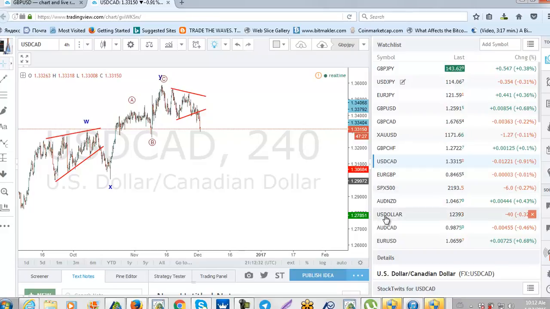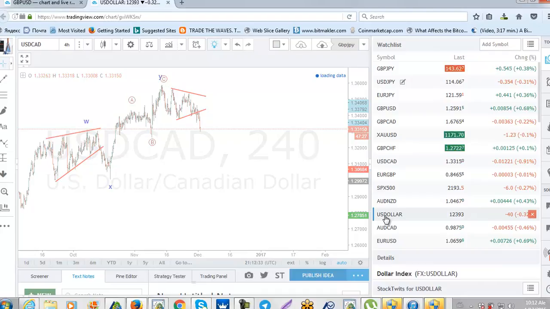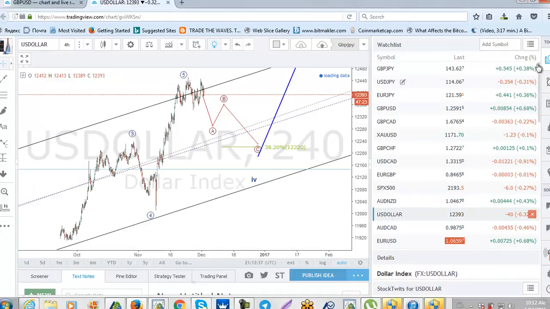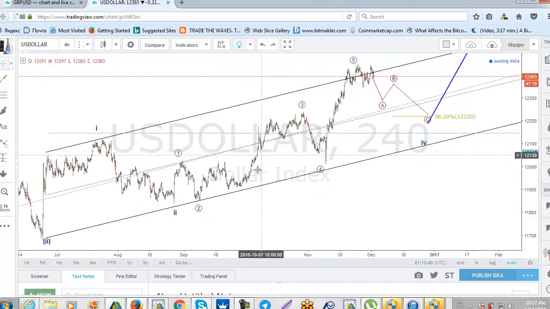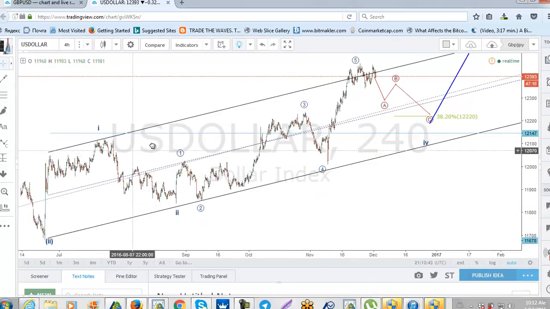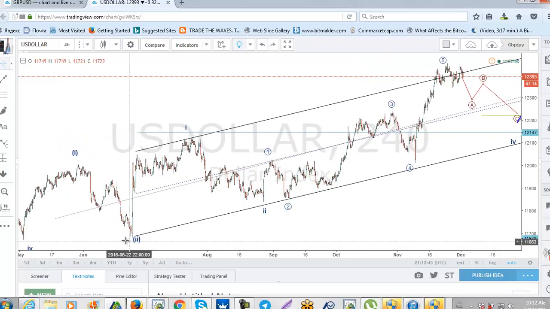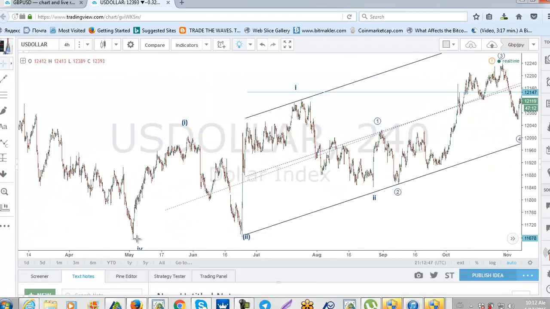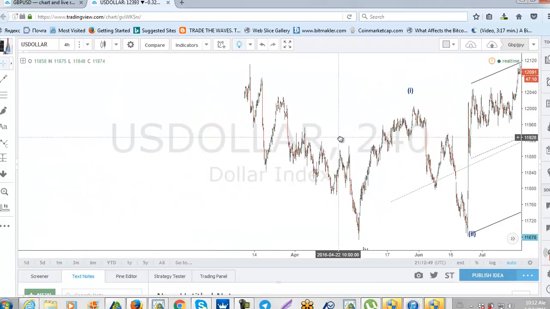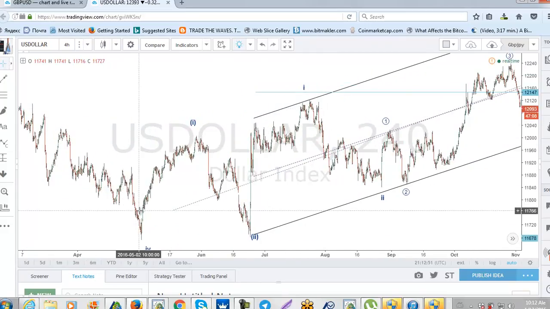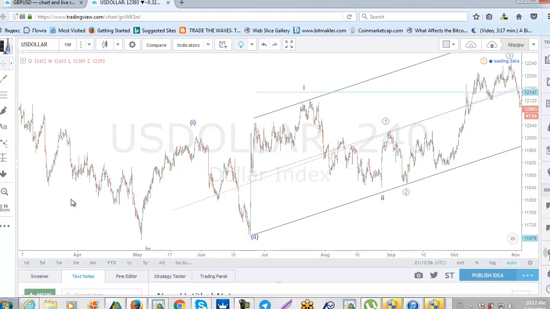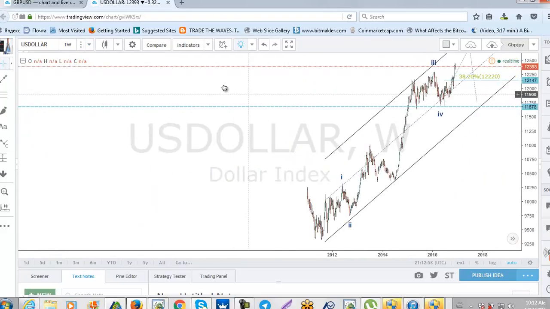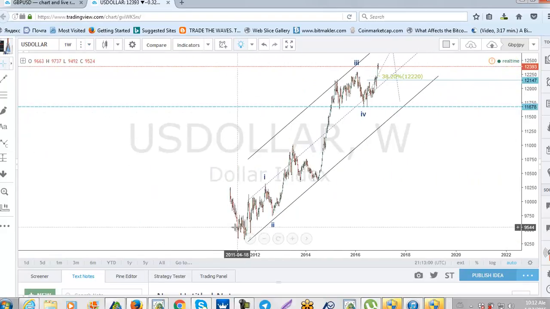US dollar index. Okay, for the US dollar index, we have a bearish bias after a very long-term bullish move. This bullish move started from around 2000, and it is very long term. Let me go to the weekly chart to see that. Okay, this is around 2011.